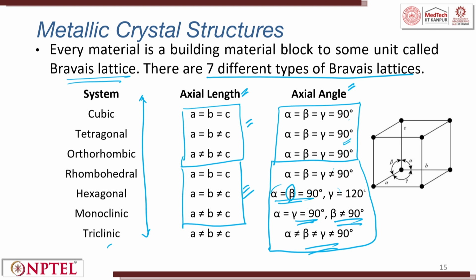Now, why are these things important? Cubic, tetragonal, orthorhombic, rhombohedral, all these have a direct influence on the physical property, mechanical property and their service condition exposure. It is very important. That is why we are trying to understand this in more detail.